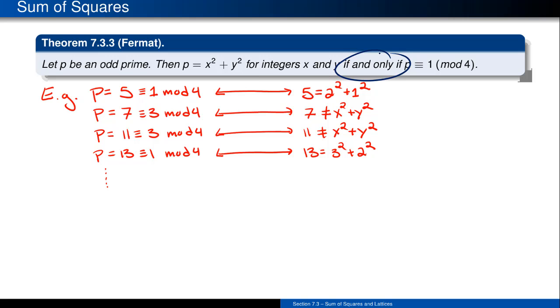So the examples that we just saw, the 5 does work, the 13 does work, whereas the 7 and the 11, those ones do not work. And that is perfectly fitting this overall classification that we see up above, that this nicely divides all of our primes essentially in half, as in saying which ones it will work for and which ones it will not work for.